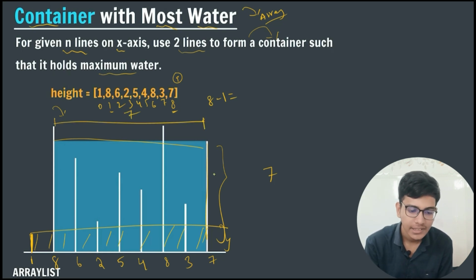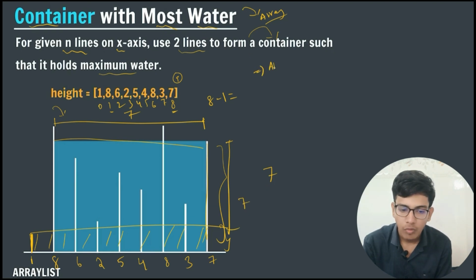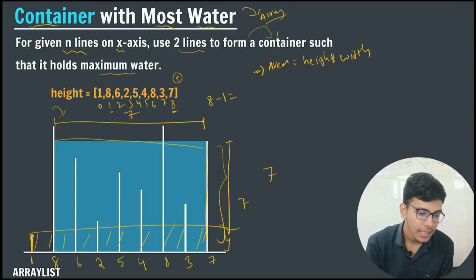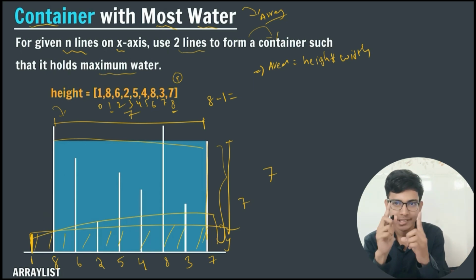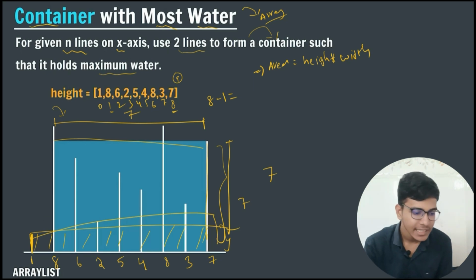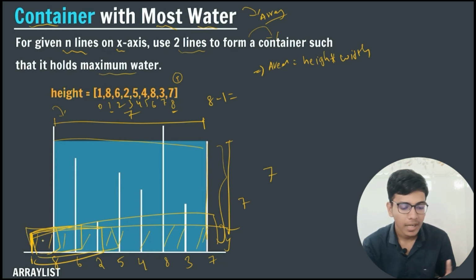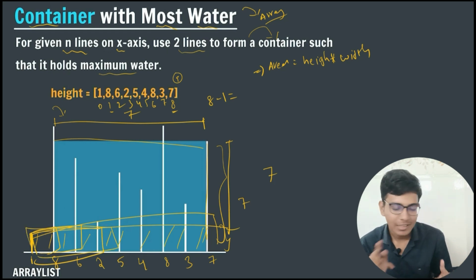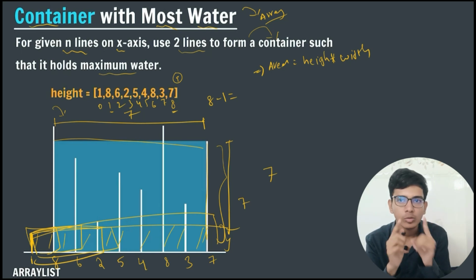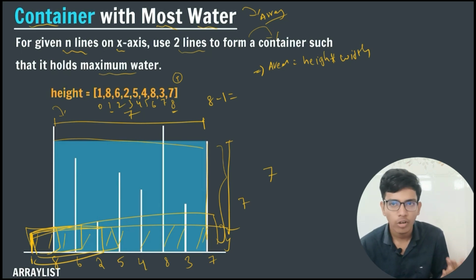and the height is 7. So the area of water, in which the container will store the maximum water, is equal to height into width. You can see that two lines will form a container. So 1 and 8 will form a container, 1 and 6 will form a container, 1 and 2 will form a container. Similarly 1 and 5, 1 and 4, 1 and 8, 1 and 3, 1 and 7.